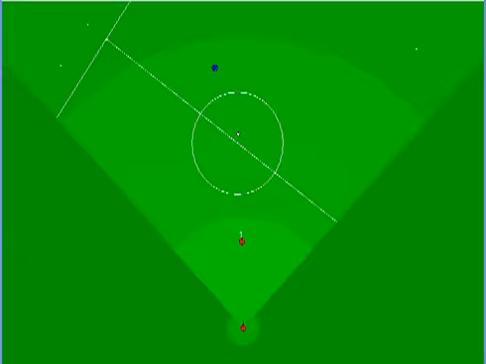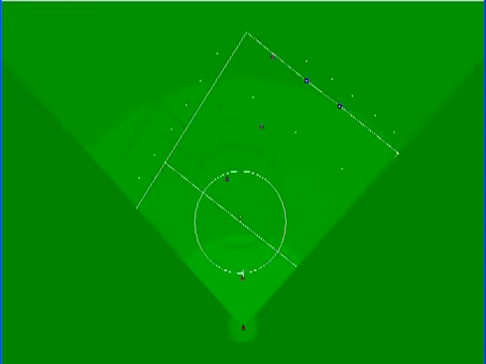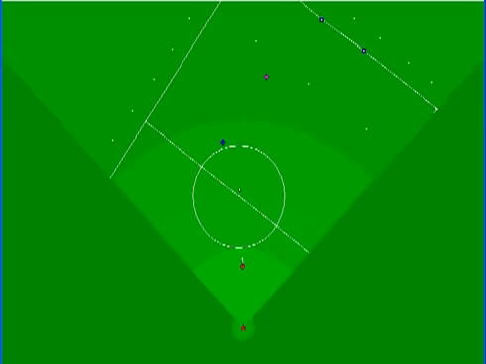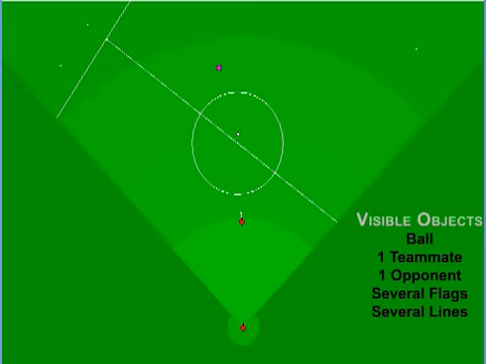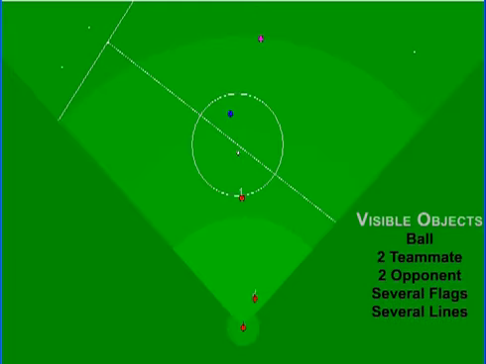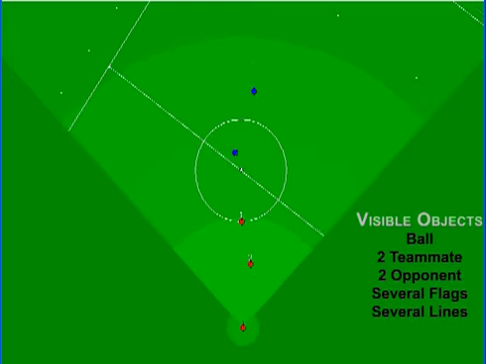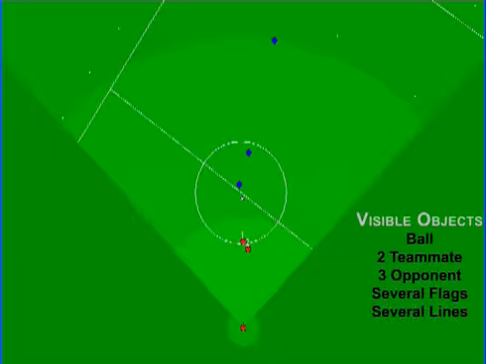Right now, we are looking at the soccer field through the view of the agent. The agent only has a limited view of the field and can only see objects that are within its field of vision. We can see that the number of objects within the agent's field of vision change as the objects move, or as the agent moves around the soccer field.